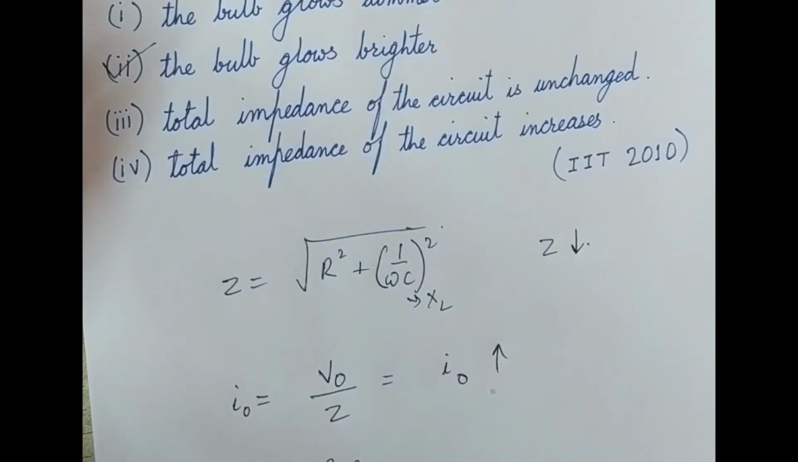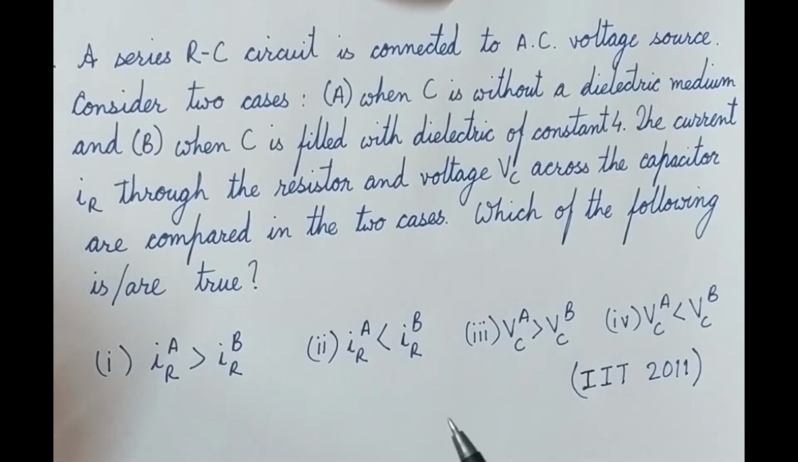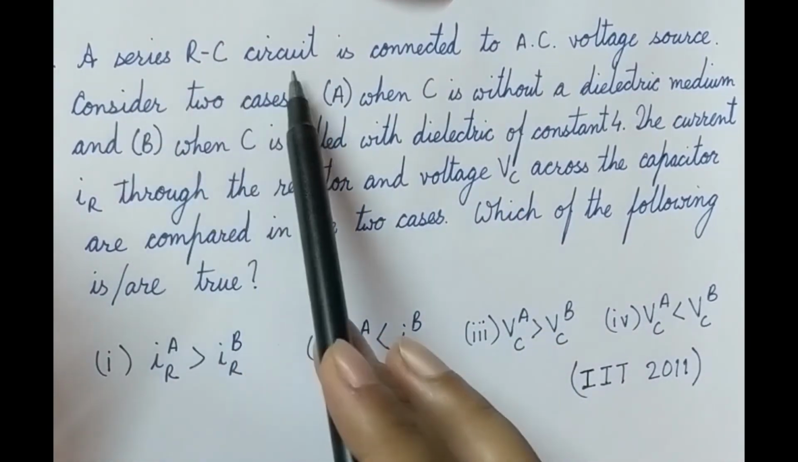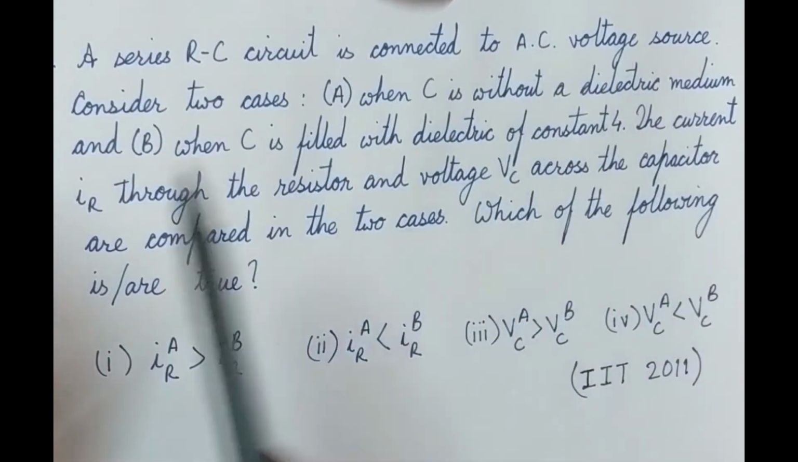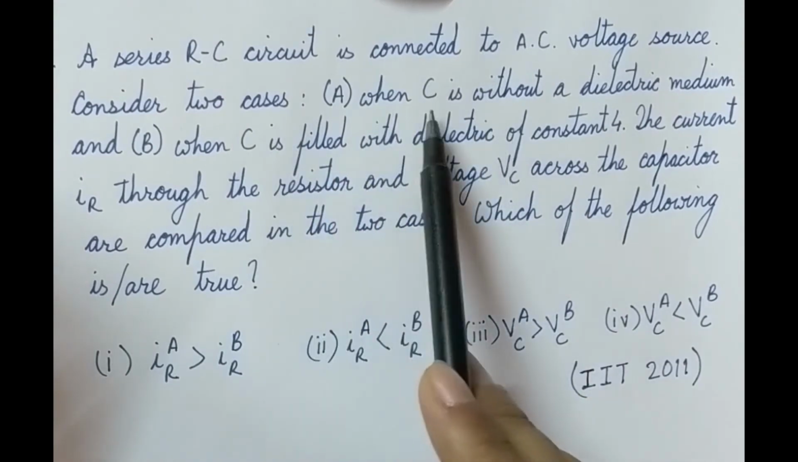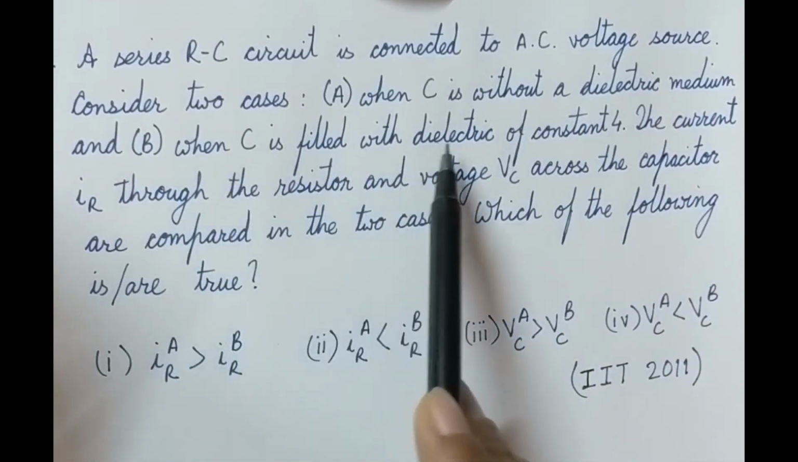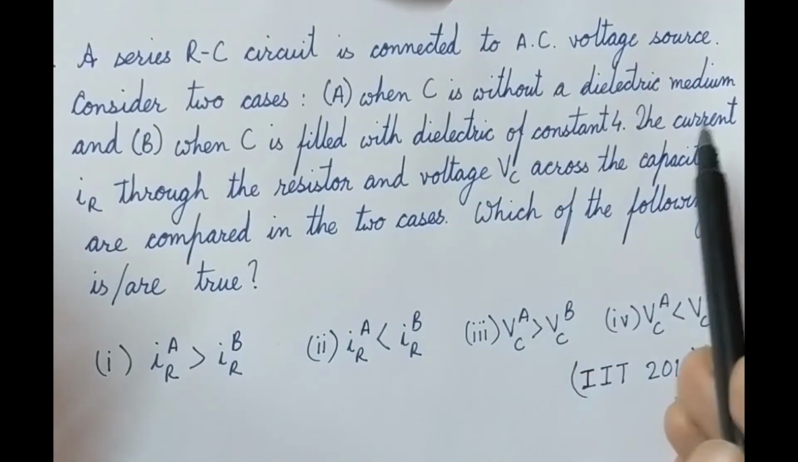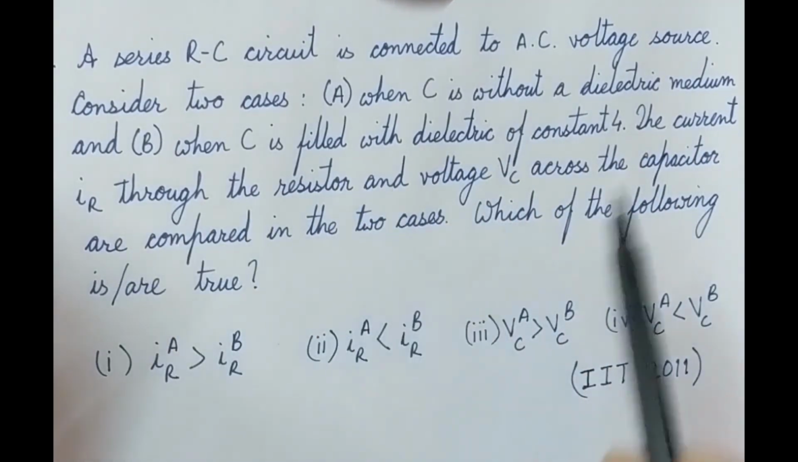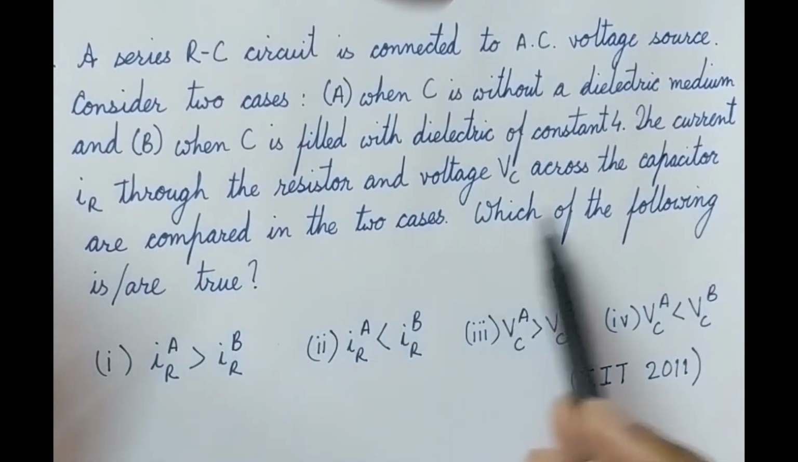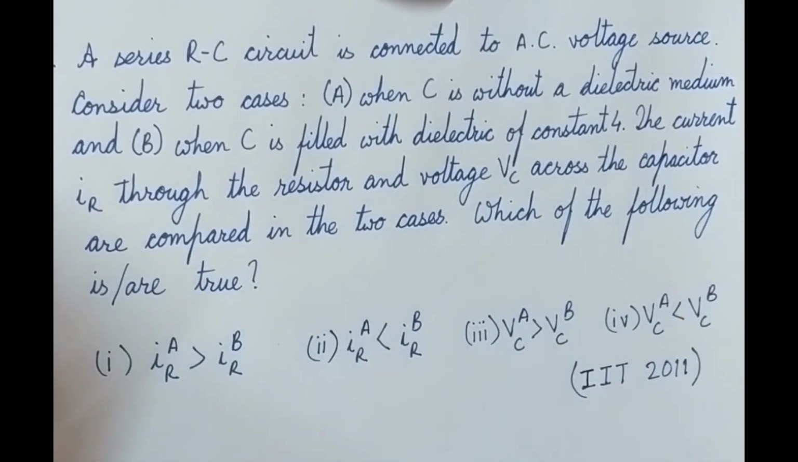Let's move ahead to the next sum. The next sum is also another sum that has appeared in IIT. This time it appeared in IIT 2011. It says that a series RC circuit is connected to an AC voltage source. Consider the two cases: when C is without a dielectric medium, and when C is filled with a dielectric of constant 4. The current IR through the resistor and voltage VC across the capacitor are compared in the two cases. Which of the following are true?